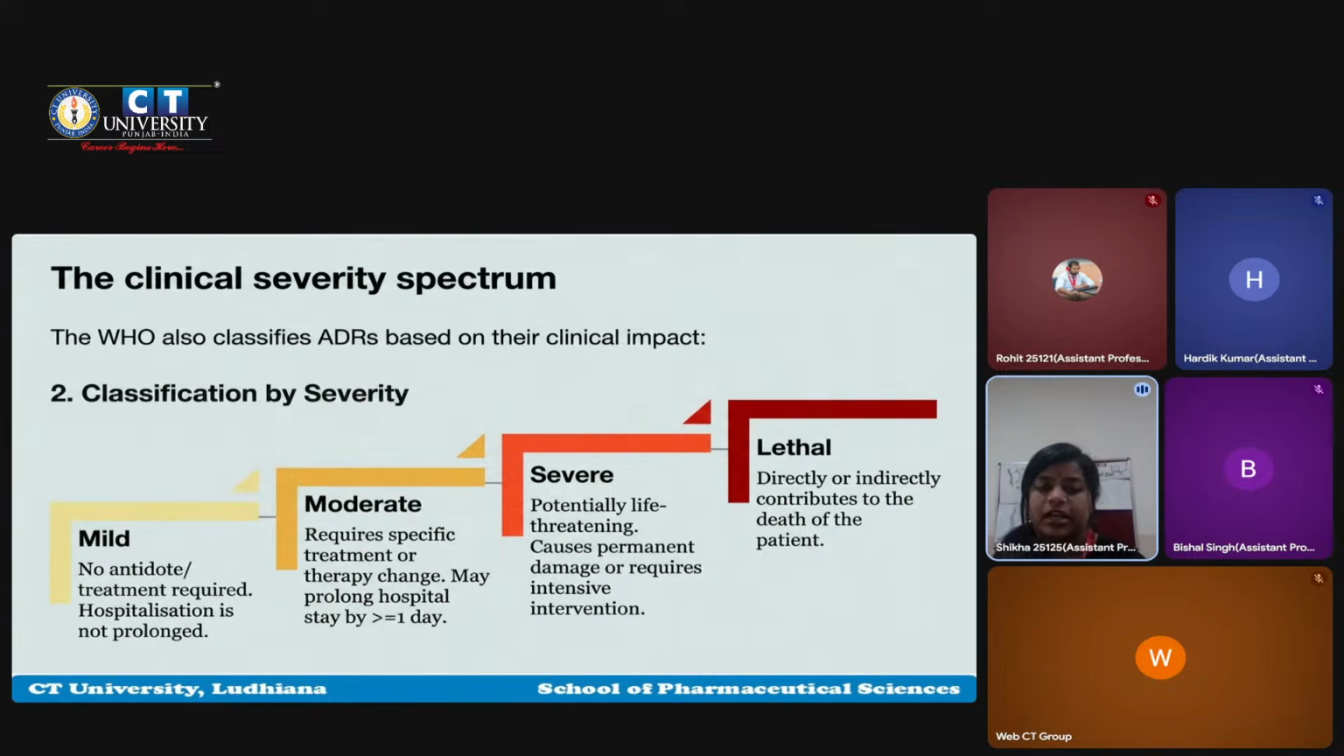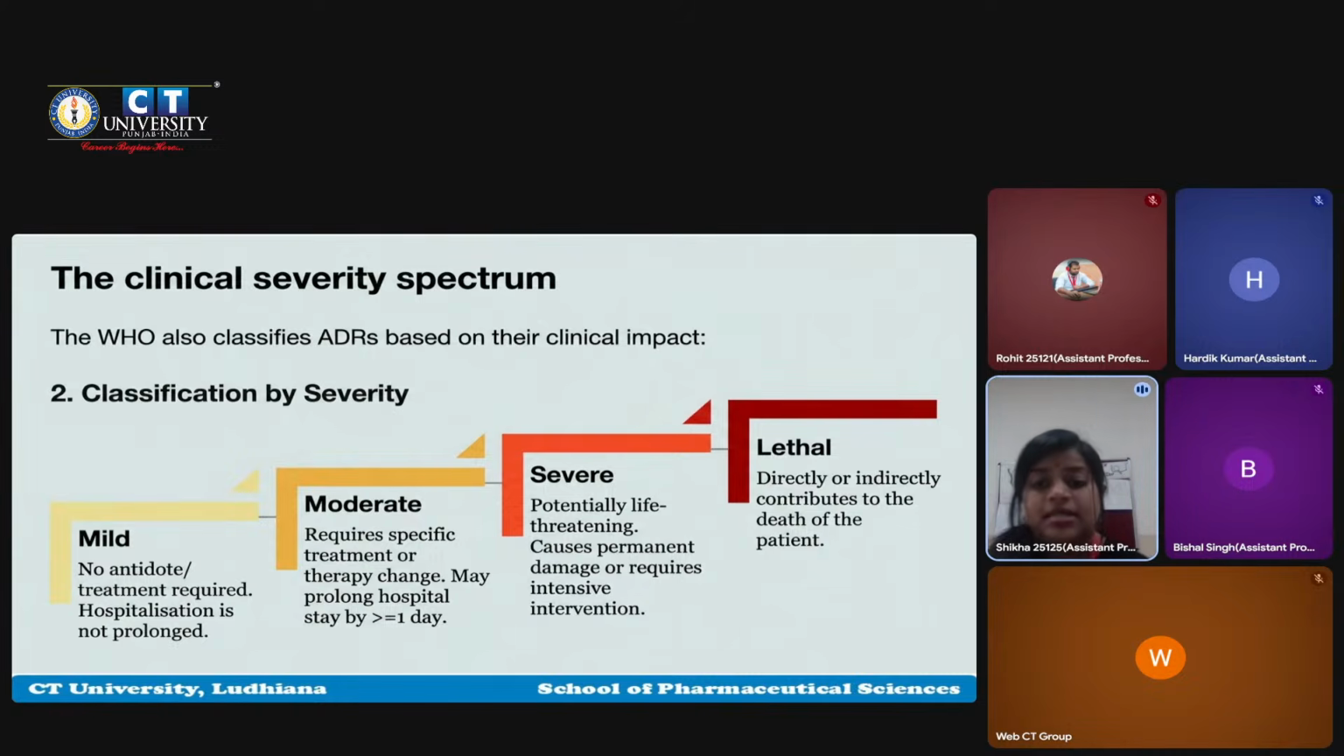Next is moderate. It requires specific treatment and therapy change. Means if a moderate ADR is there, you have to change the therapy. You have to go with another therapy and you require a specific treatment. It may also prolong the hospital stay. Means if you have a moderate ADR, the hospital stay can be more than or equal to 1 day. You have to stay in the hospital.